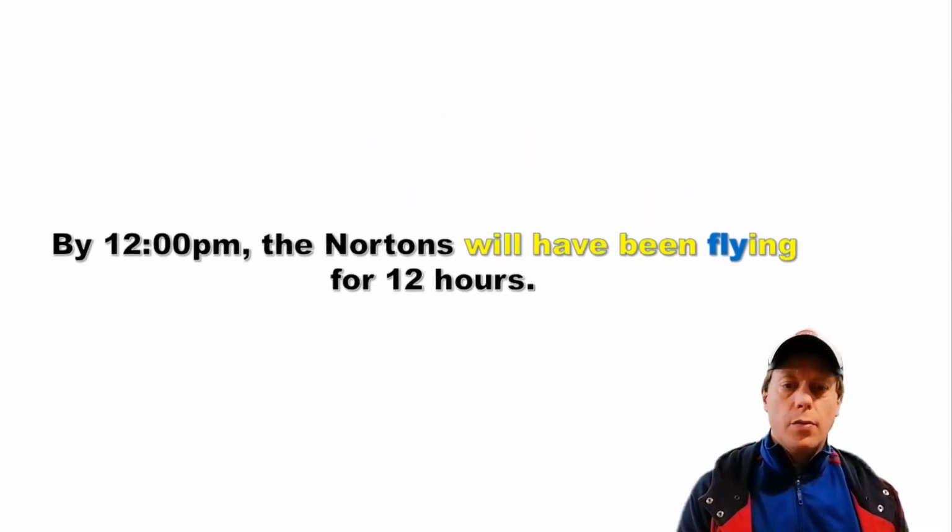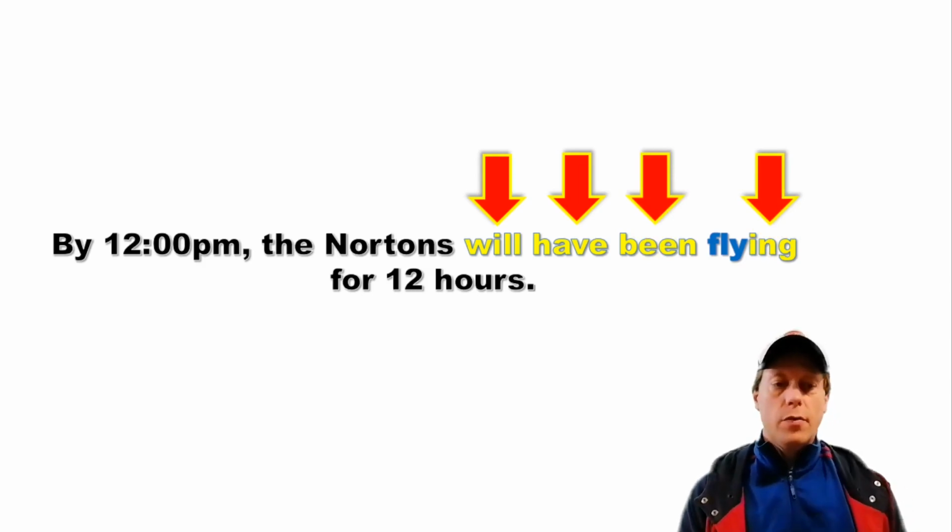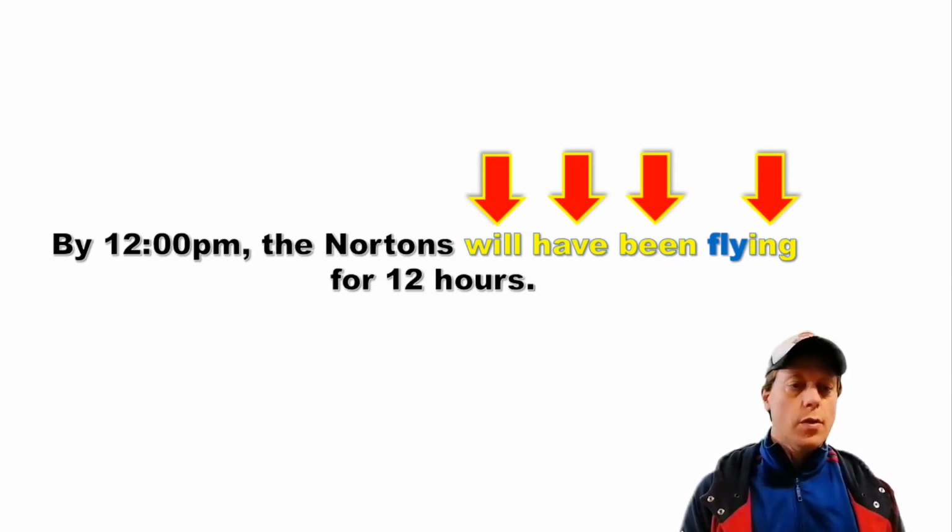Okay, so by 12 p.m. the Nortons will have been flying for 12 hours. So that's future perfect continuous, if you like. Will for the future, that's a general future situation. Have for the time period, and be with ing, meaning I want to quantify the total amount of time at the end, which is 12 p.m.